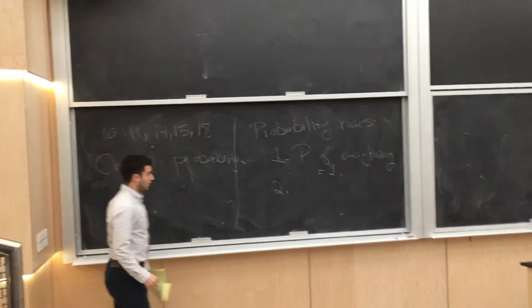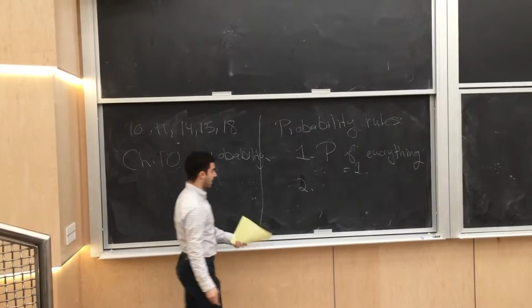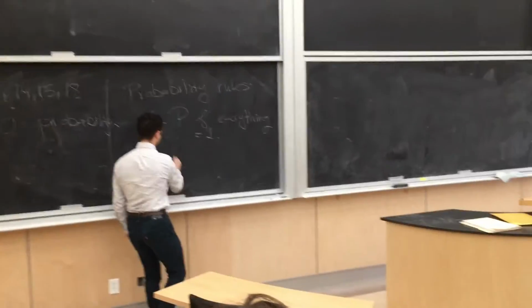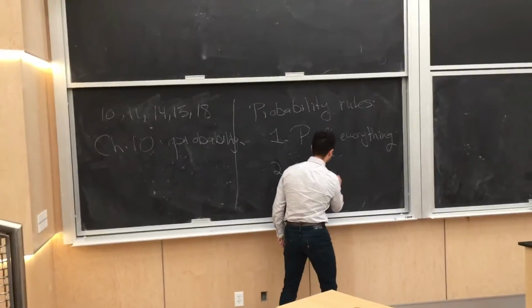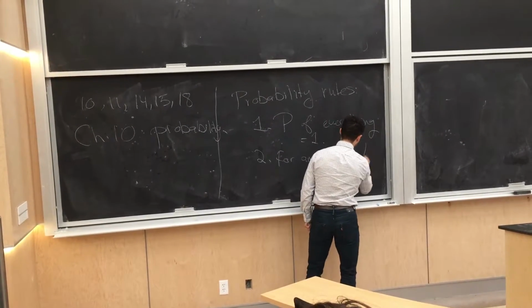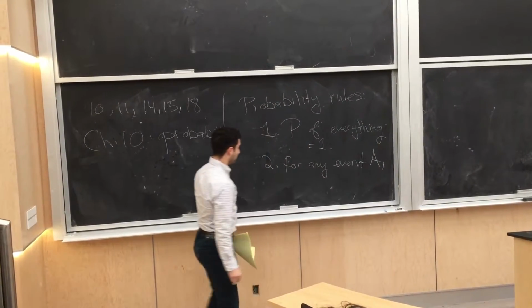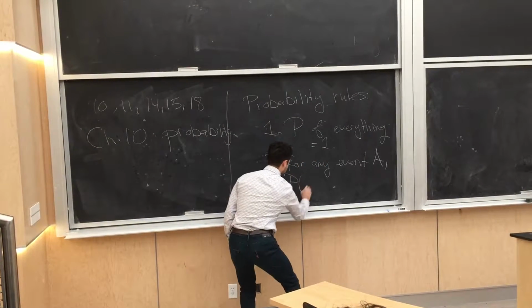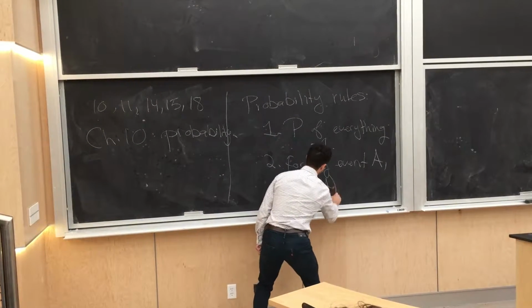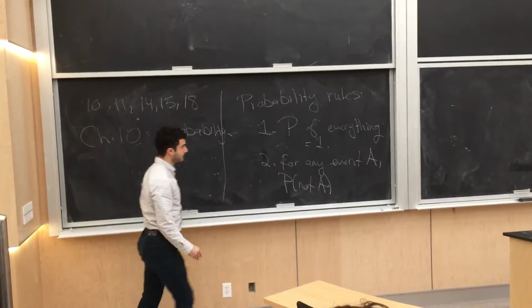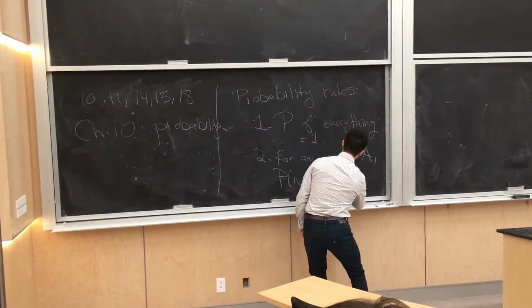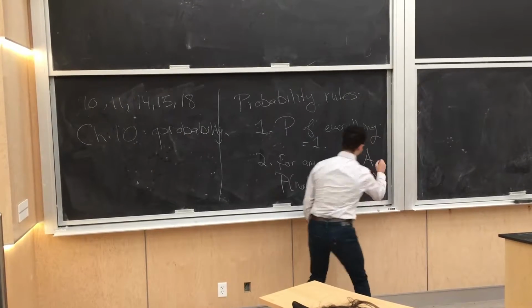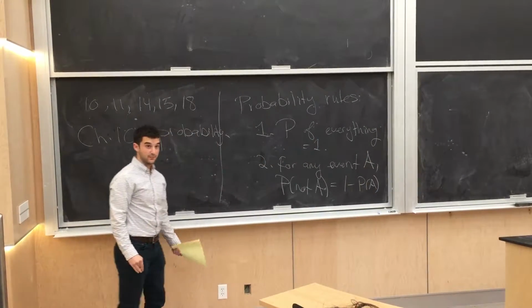The second rule was for any event A, the probability of A not happening, so P of not A is equal to 1 minus the probability of A.